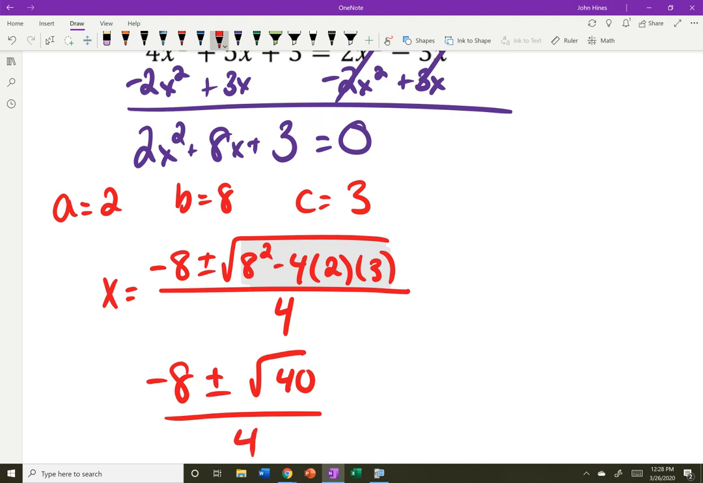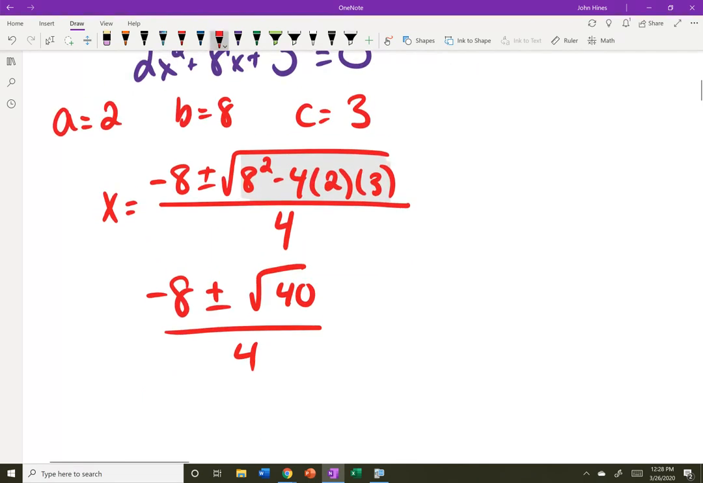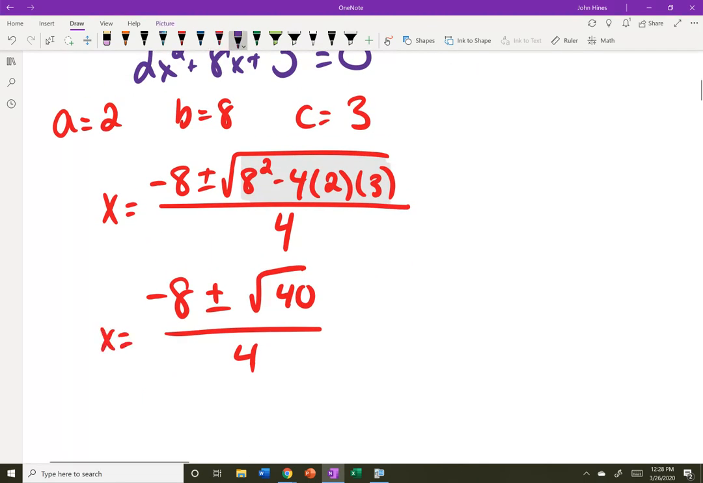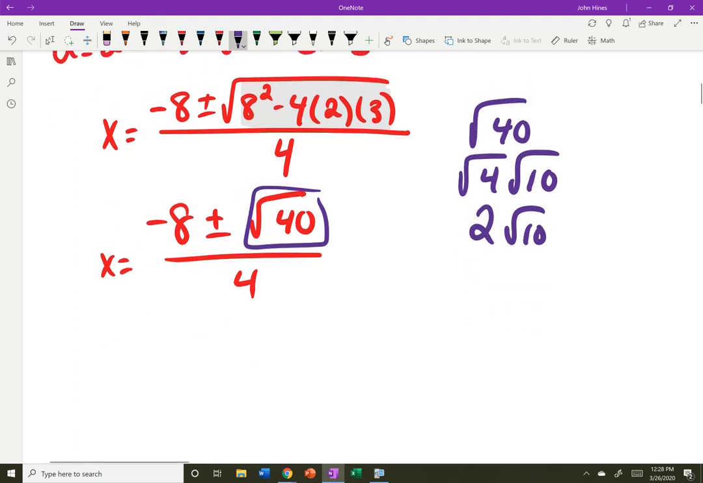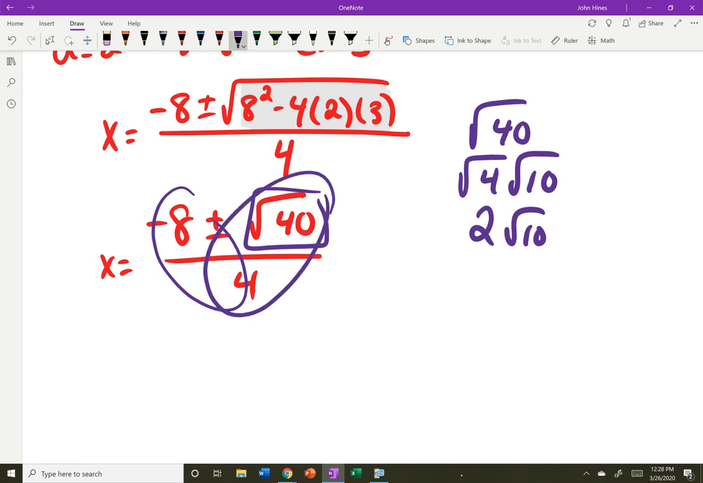over 4. And now comes the tricky part of what do we do? Well, let's look at this radical. Can I simplify it? Radical 40, I can simplify that into 4 and 10, can I? So it's really 2 square roots of 10. So let's split up the fraction. Negative 8 fourths plus or minus 2 radical 10 fourths.